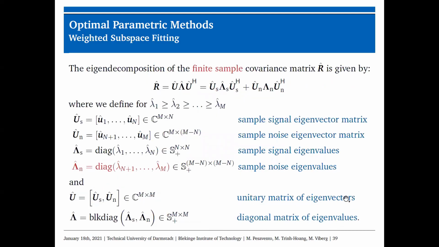Of course, in practice, we don't have access to the true covariance matrix, and instead we perform the eigendecomposition of the sample covariance matrix, R hat. We use the same notation, but with a hat for estimated signal and noise eigenvalues and eigenvectors. And we collect them into similar matrices as before.